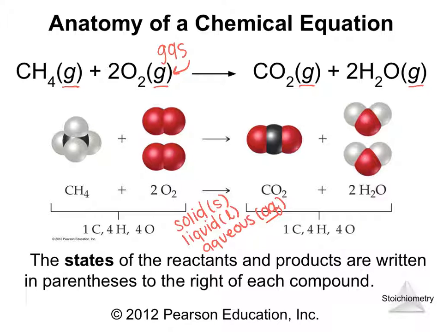Actually, most of what we work with in class is aqueous. Aqueous means that it has been dissolved in water. So oftentimes for lab, I will have a solid powder and I will dissolve it in water, and that makes it easier for us to work with. So when I have something dissolved in water, it's called aqueous. All acids are aqueous, and most ionic compounds as well.